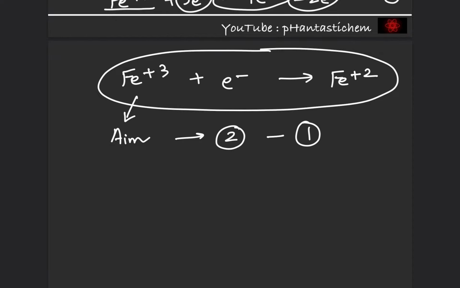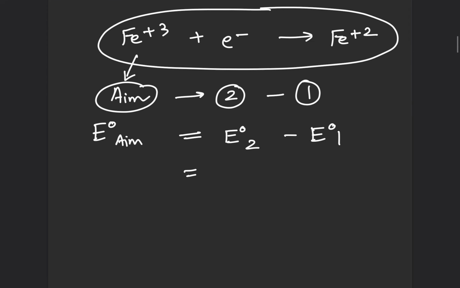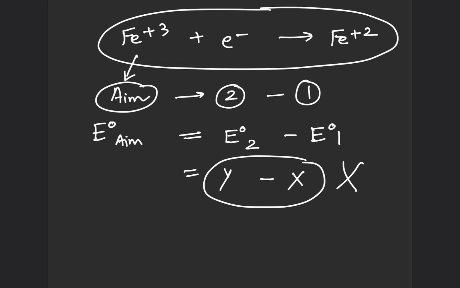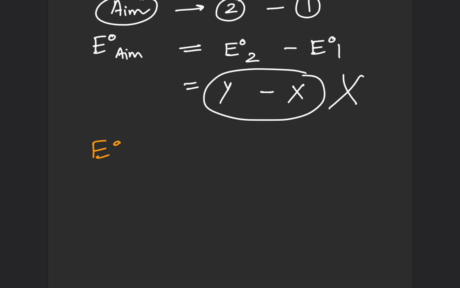And it is very tempting to write that the E naught of this aim reaction will be equal to E naught of second minus E naught of first, and E naught of 2 is y and E naught of 1 is x, and therefore the answer will be y minus x. This is incorrect. JEE Mains is not that easy. We cannot do this, as E naught is an intensive quantity. Very, very important. E naught is an intensive quantity.